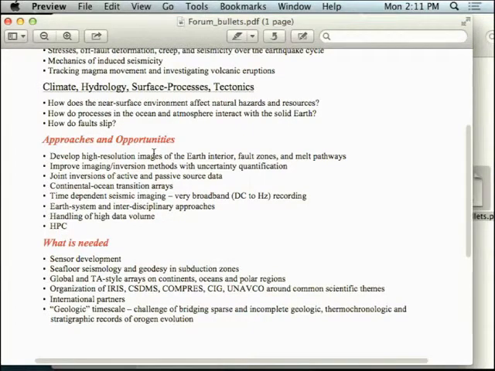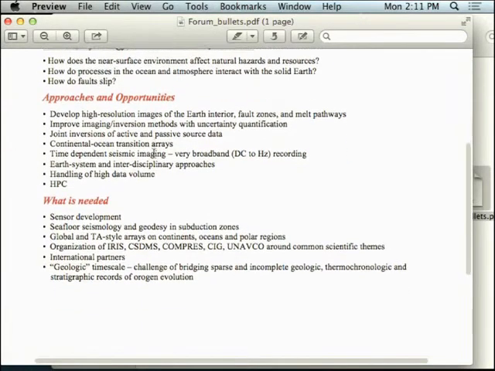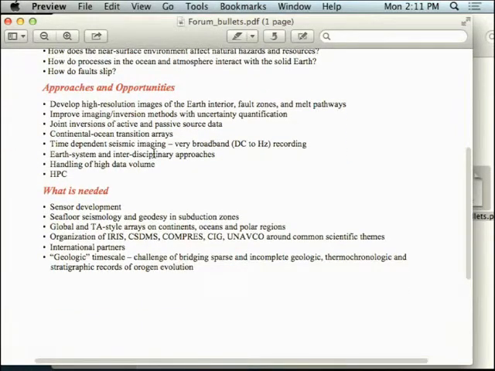And I'm going to read them for those of you that probably can't read them in the back. So, for example, many of the speakers have mentioned: develop high-resolution images of the Earth interior, fault zones, and melt pathways; improve imaging inversion methods with uncertainty quantification; joint inversions of active and passive source data; continental ocean transition arrays; time-dependent seismic imaging; very broad band recording, for example; Earth system and interdisciplinary approaches; handling of high data volumes; and high-performance computing.